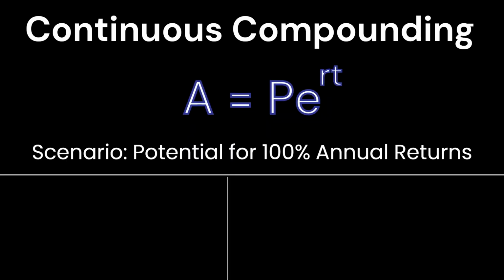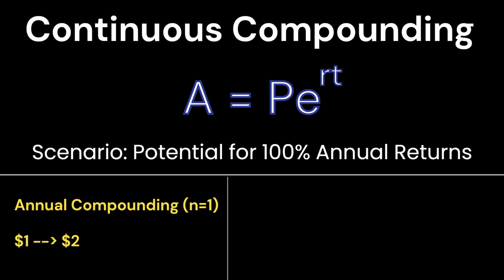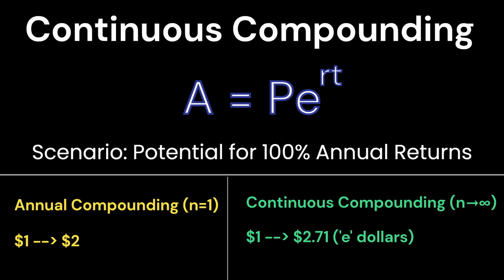In other words, an investment option that has potential to yield 100% annual returns would turn a single dollar into $2, whereas continuous compounding would turn it into E dollars, that is, $2.71 at the end of the year. Even though continuous compounding sounds like a hypothetical scenario, you may be surprised to hear that it has got several applications in investment finance.